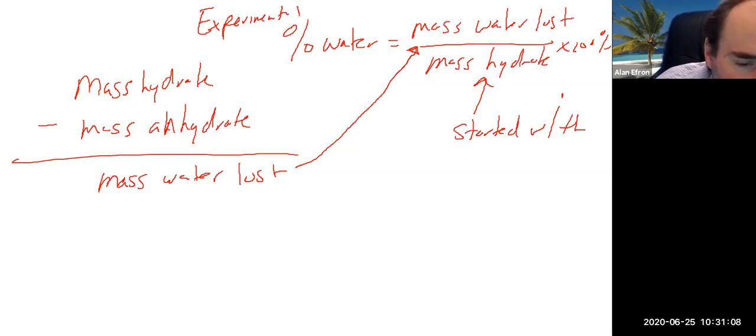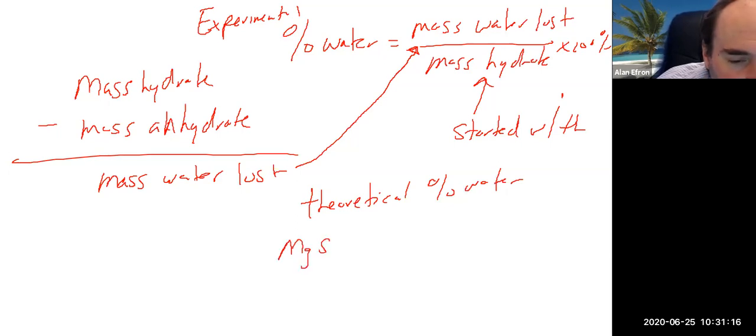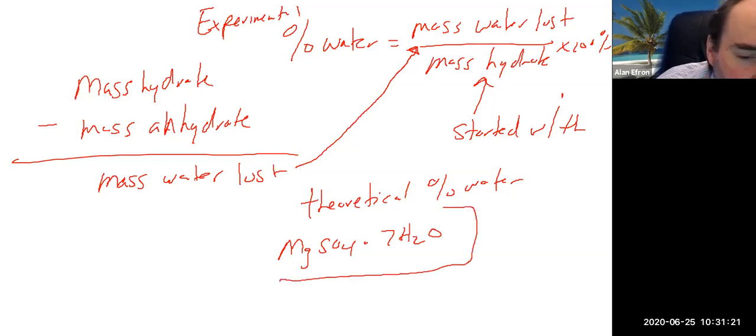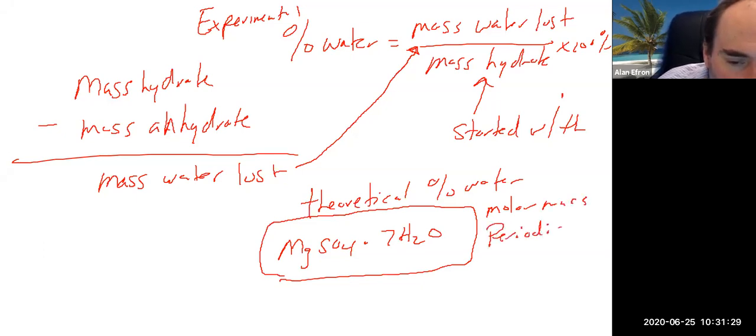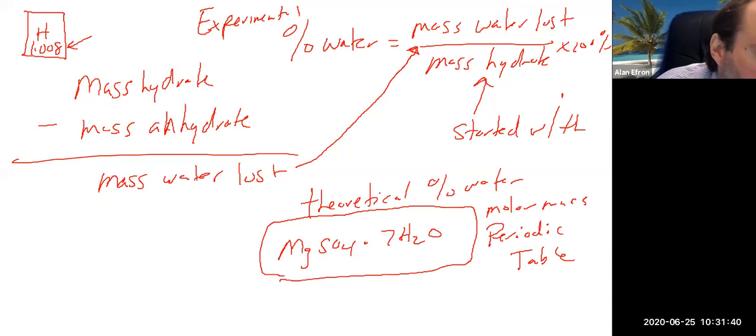Now you could also calculate the theoretical percentage. And that is based solely on the formula, magnesium sulfate dot 7 waters. Now, to do that, you really need the molar mass of this guy. And that is going to come from the periodic table. So if you look on a periodic table, look at hydrogen, for example. Underneath hydrogen is this number, and you can use that for the molar mass. It's really the atomic mass, but we could use it to calculate the molar mass.